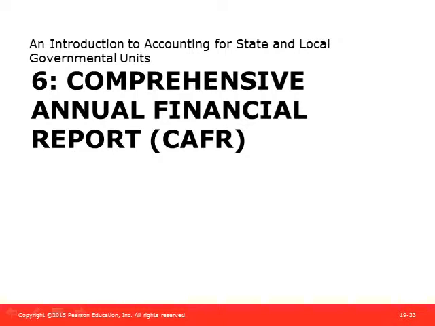And so now we want to talk about the comprehensive annual financial report. All state and local governments must report their activities to residents and other interested parties. The GASB Codification states that every governmental entity should prepare and publish as a matter of public record a comprehensive annual financial report that encompasses all funds of the primary government. The comprehensive annual financial report should also encompass all discretely presented component units of the reporting entity.